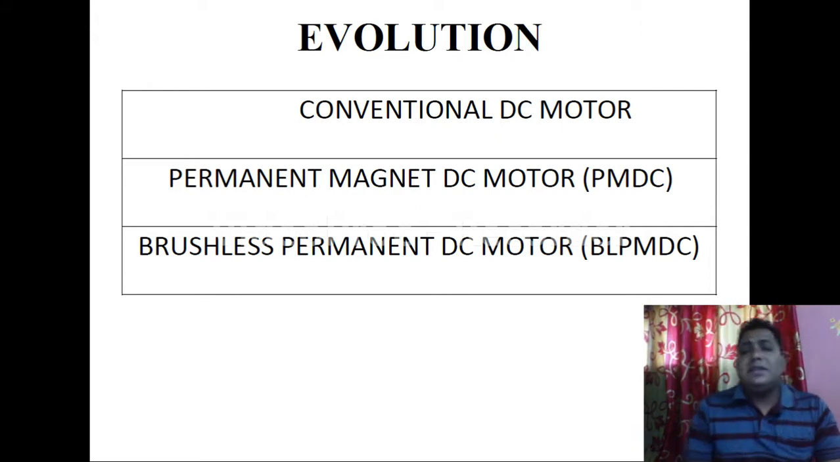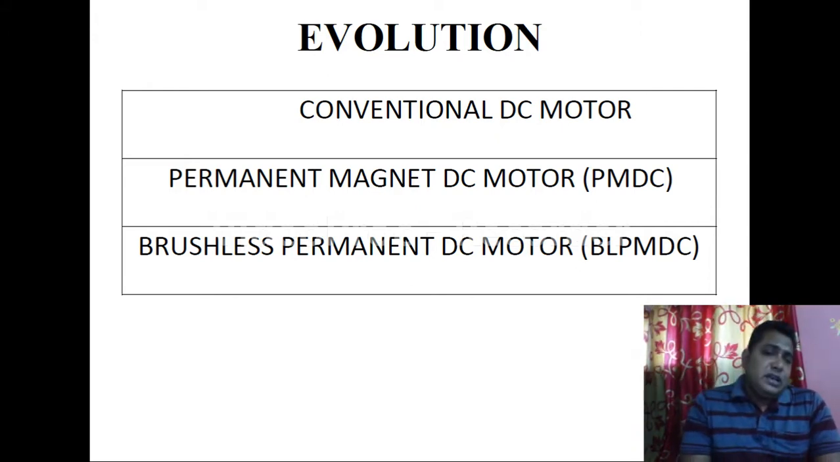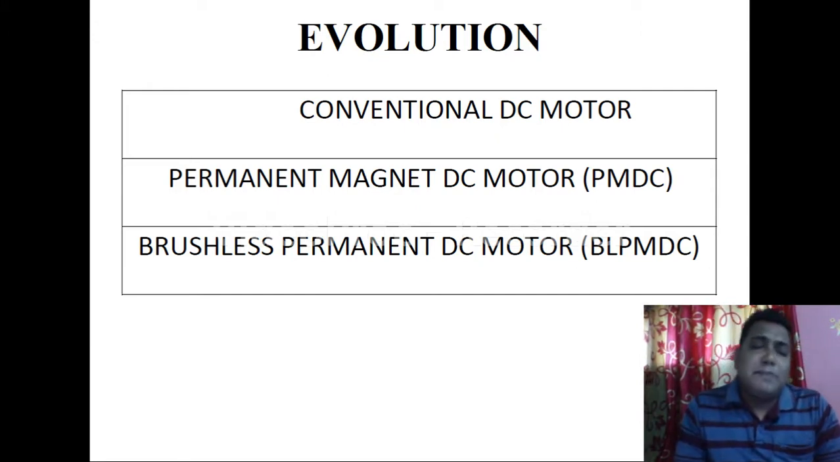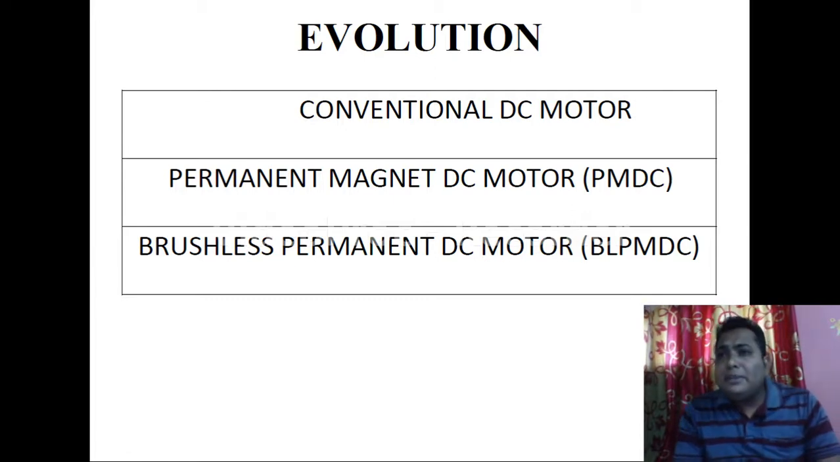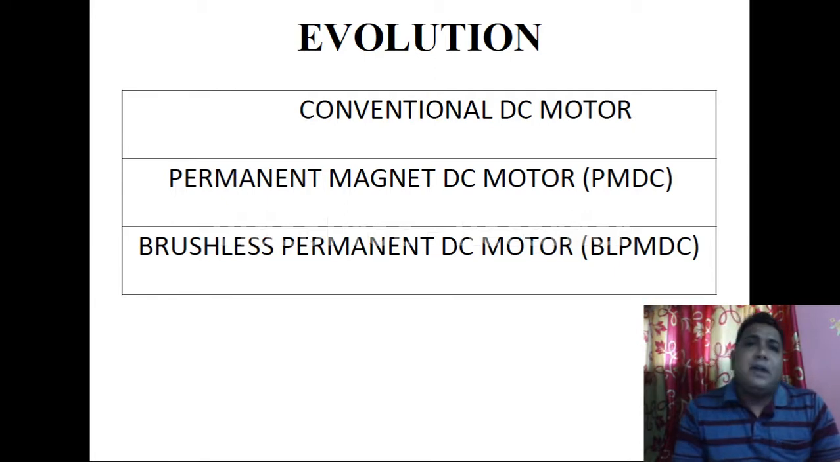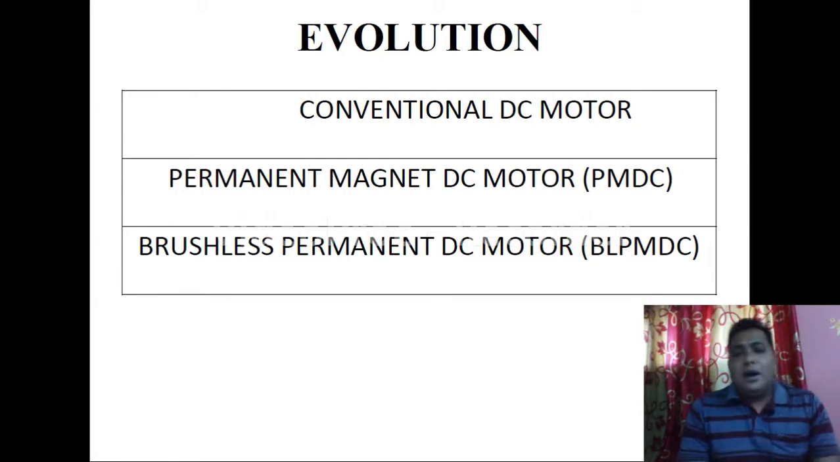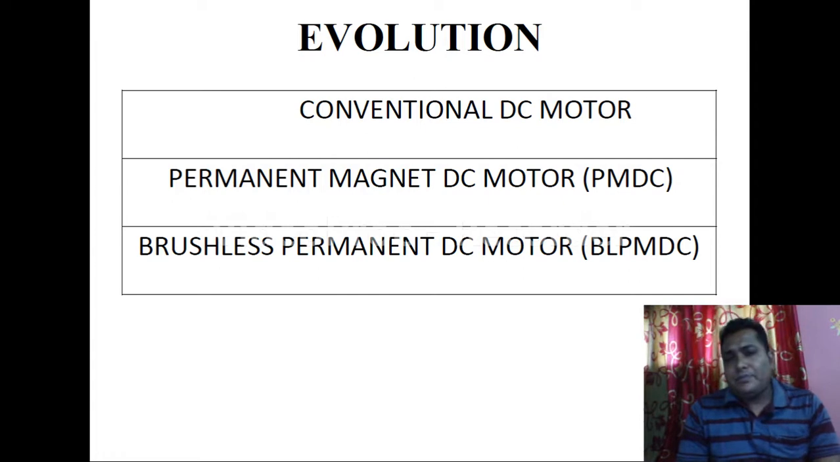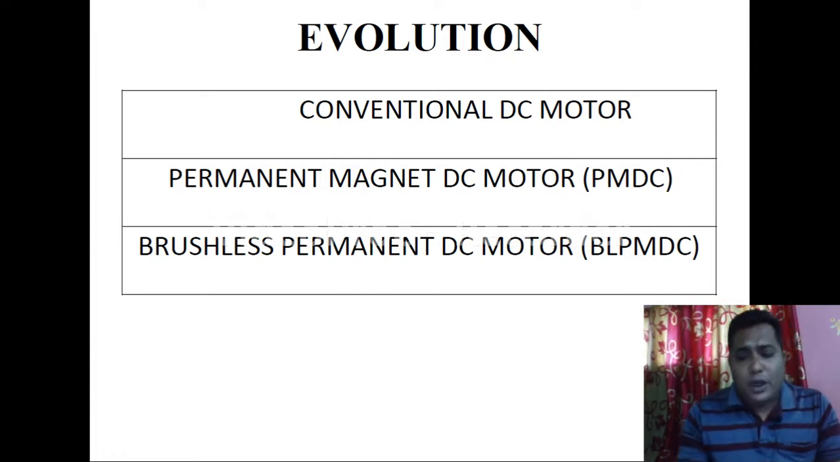First we will see what the DC motors were, then the change in the constructional features, that is, how instead of an electromagnet we use a permanent magnet, and then again a modification in terms of the commutator and brush. In the case of the brushless DC motor, we actually use an electronic circuit to operate the machine. Those are the things we have to know now.